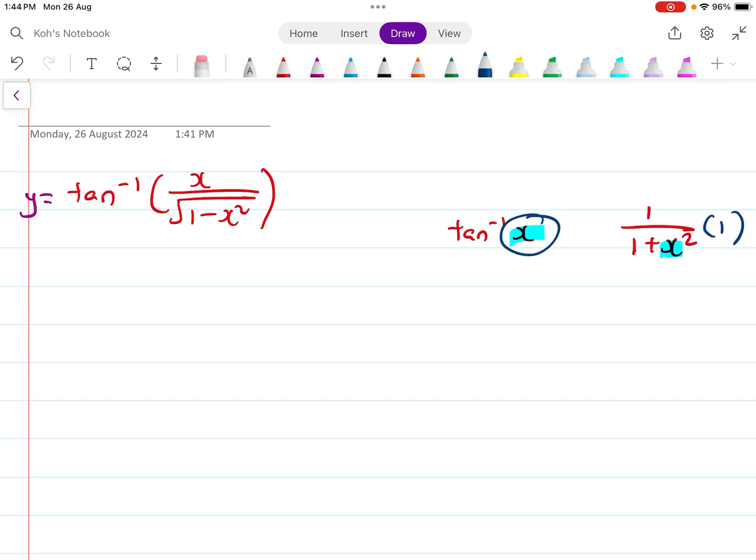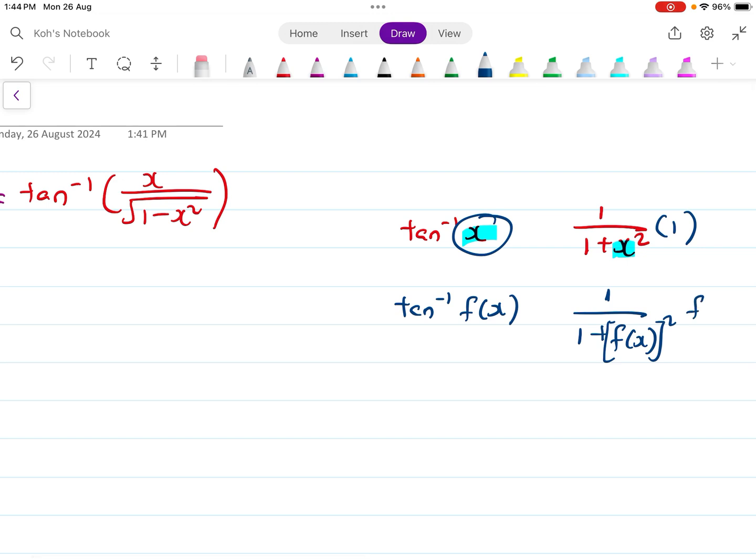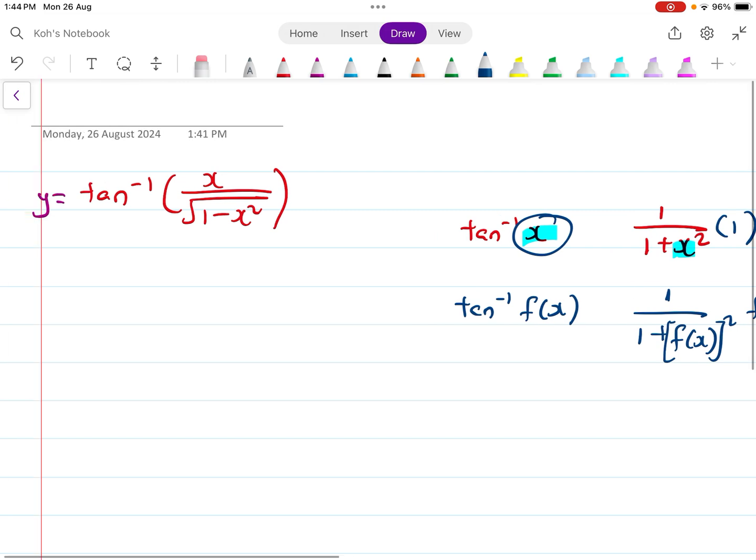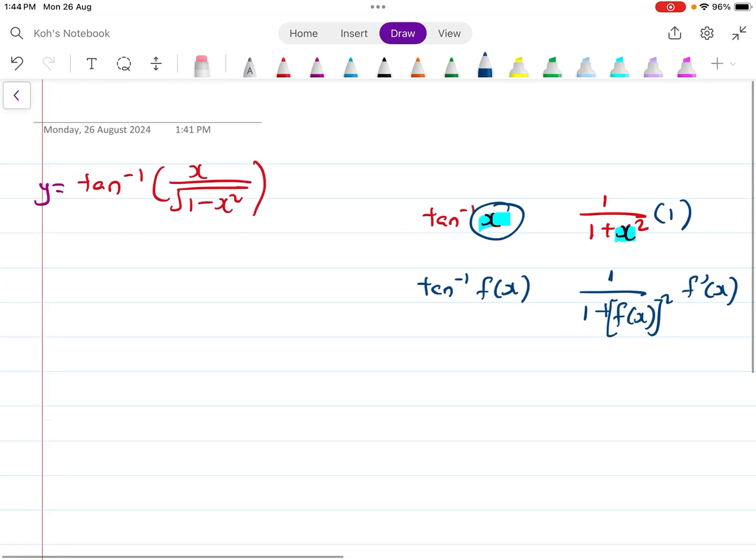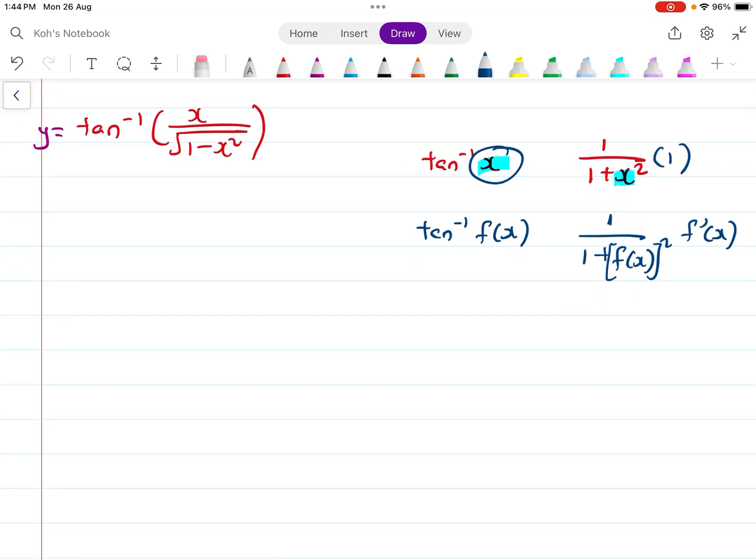In a general form, for tan inverse of f(x), the derivative is 1 over 1 plus f(x) squared, then multiplied by the derivative of f(x), meaning f prime x. So that's how I differentiate tan inverse. Let's look at this question together. So first, dy dx.